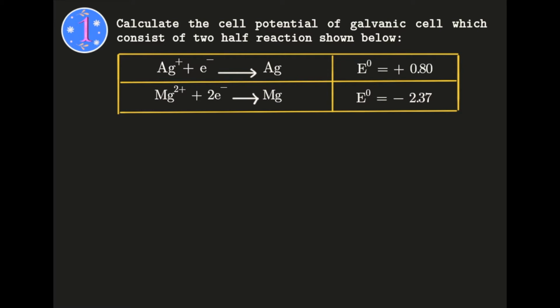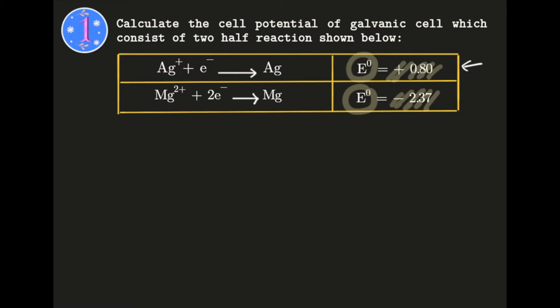In order for you to answer this question, the first thing that you need to look at is the value of your E node. So, for argentum, the E node is equivalent to positive 0.80 and for magnesium, the E node is equivalent to negative 2.37. So always remember that the more positive the value is, for this case is for argentum, it is prone to undergo reduction. So the more positive should always be in cathode. Always remember the red cat.